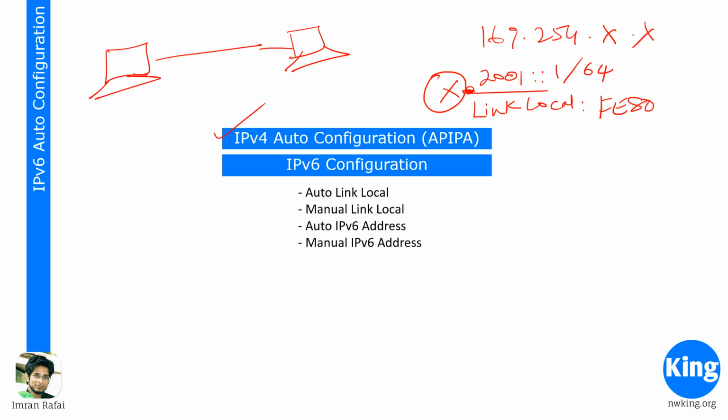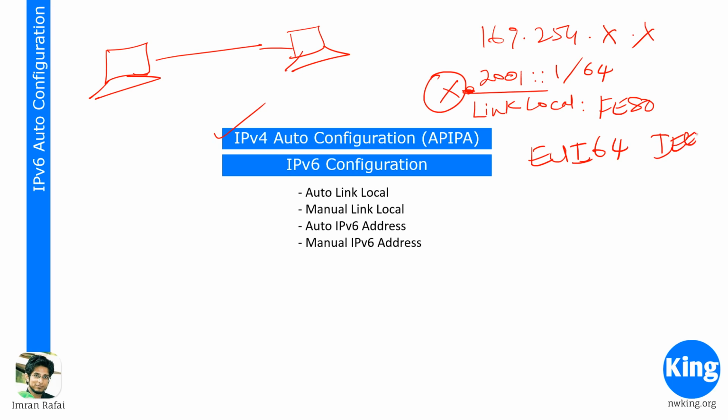And like we discussed in the last video, it makes use of a MAC address, and because a MAC address is a 48-bit address, it pads FFFE in the middle to form a 64-bit address, which becomes the host part, right? Now this is also known as EUI64 format, right? EUI64 is an IEEE standard.